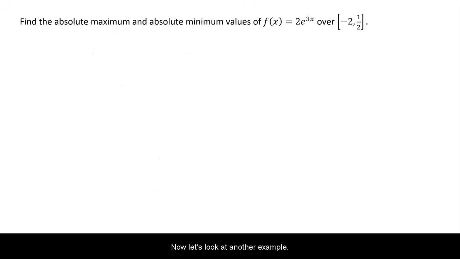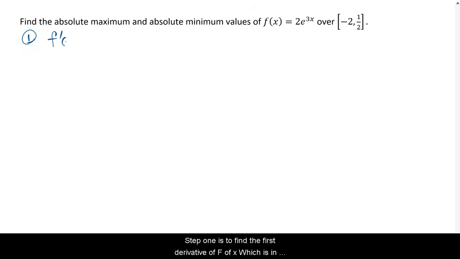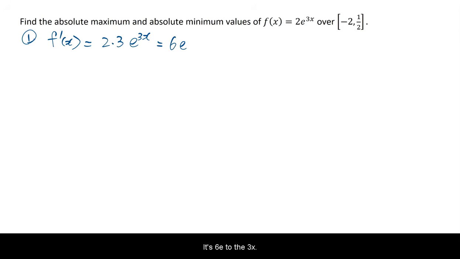Now let's look at another example. Find the absolute maximum and the absolute minimum values of the function f of x equals 2 times e to the 3x over the interval negative 2 to 1/2. So we'll follow the steps we talked about earlier. Step 1 is to find the first derivative of f of x, which in this case is 2 times 3 times e to the 3x, right? It's 6 e to the 3x.